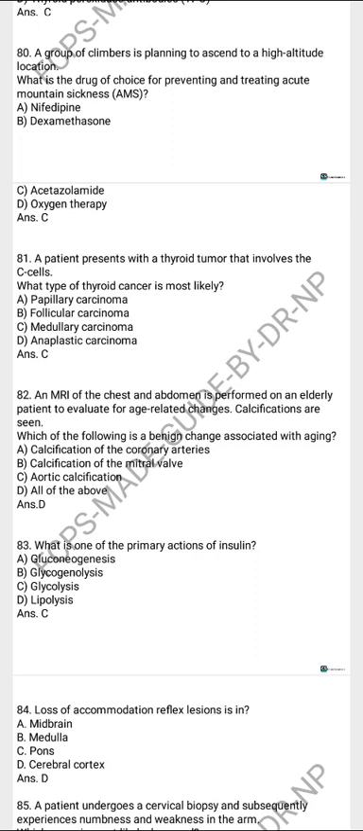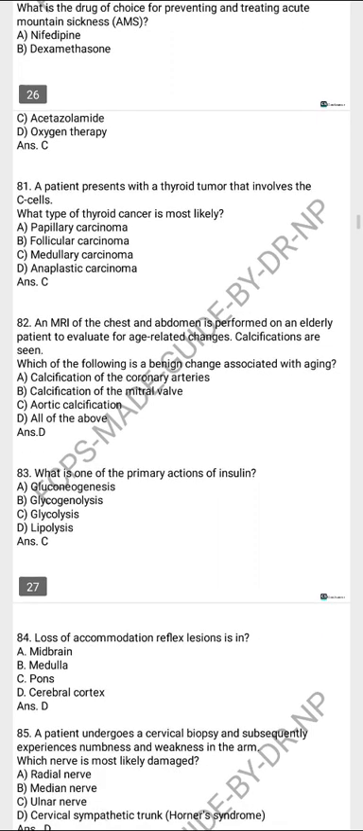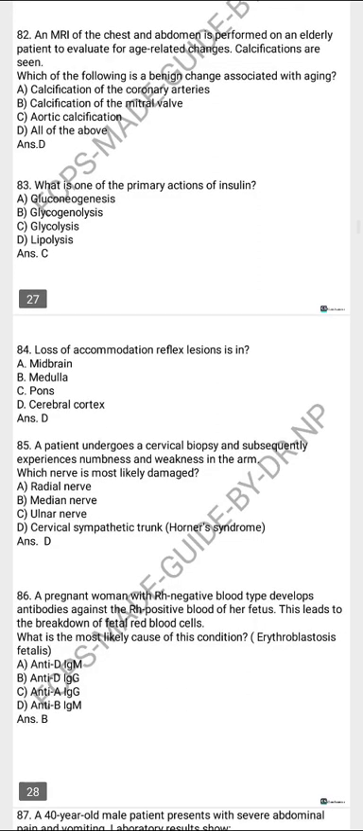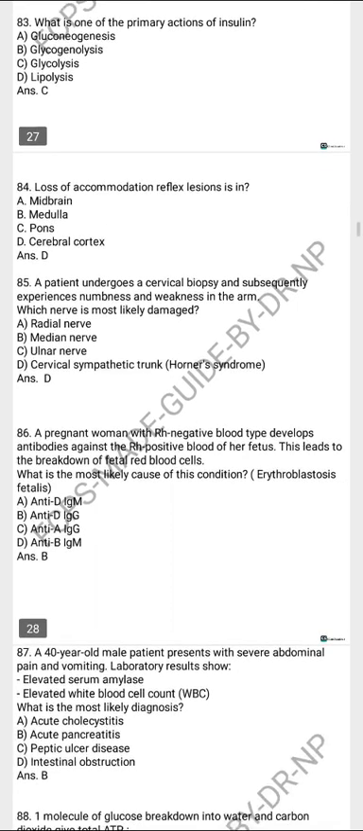An MRI of the chest and abdomen is performed on an elderly patient to evaluate for age-related changes. Calcifications are seen: calcification of the coronary arteries, mitral valve, and aortic calcification. Which is one of the primary actions of insulin? That is glycolysis. Loss of accommodation reflex, lesion is in the cerebral cortex. The patient undergoes a cervical biopsy and subsequently experiences numbness and weakness in the arm. Which nerve is most likely damaged? The cervical sympathetic trunk.